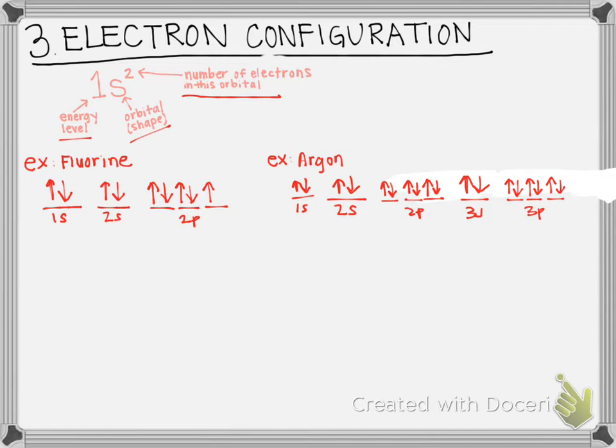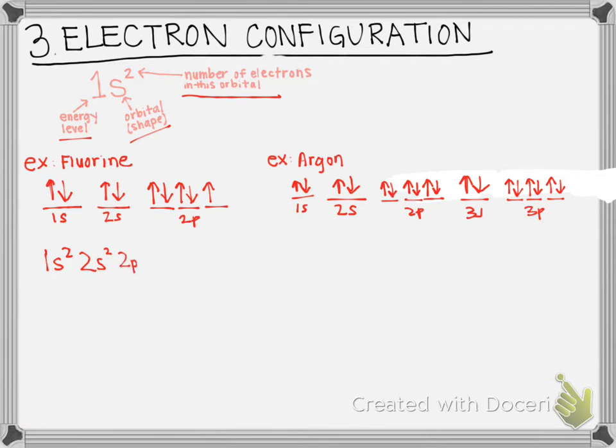How we would write this in electron configuration is you would write 1s, this is for fluorine, and you see you've got 2 electrons in that 1s orbital, so 1s2. And then you move on to the next one. You've got 2s, and you've got 2 electrons in that orbital, so 2s2. And then you move on to the next one, you've got 2p.